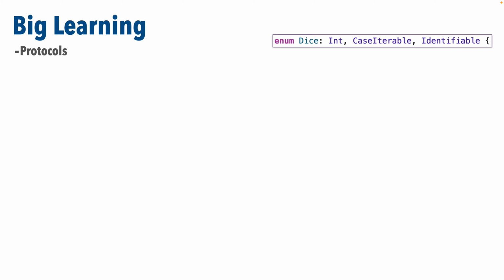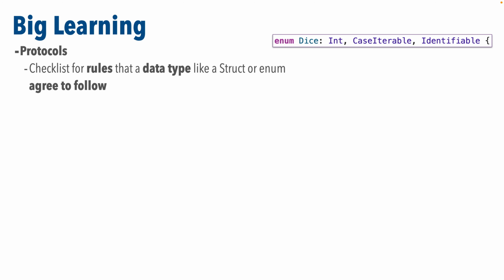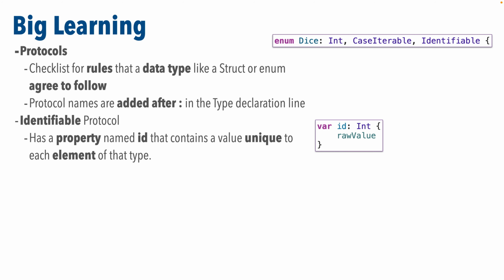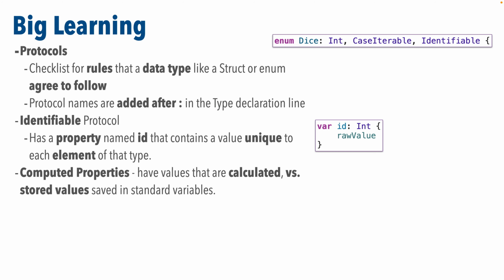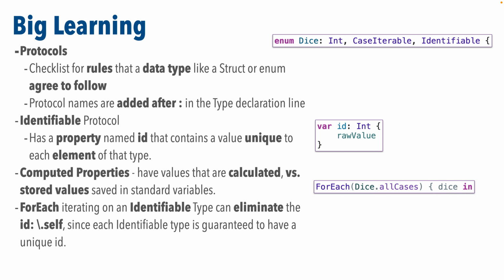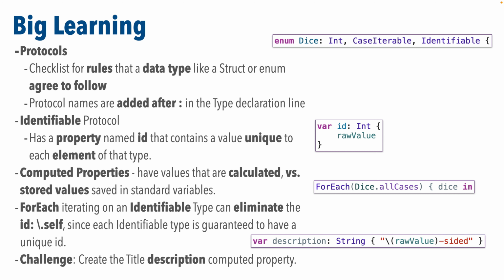So in this brief lesson, we learned about protocols, which are sort of requirement checklists. We often add protocol names after the colon when we define a data type like a struct or an enum. Specifically, we work with the Identifiable protocol, which has the requirement that a data structure has a unique ID property. We learned how to create that ID property using a computed property, and we saw that after we conformed to Identifiable, we could get rid of that .self ID parameter that was inside of our ForEach statement. And we also created another computed property in our enum that we use to determine the button's title.